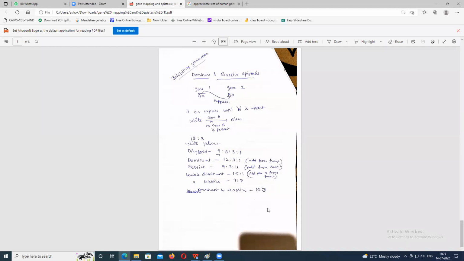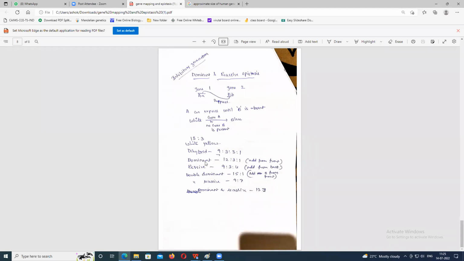Here is a trick to remember this. No need to learn this by heart. There is a trick. What is the general ratio? 9:3:3:1. Dihybrid ratio is 9:3:3:1. Now write all in order. What is the order? Dominant epistasis, recessive epistasis, double dominant epistasis, double recessive epistasis, dominant and recessive epistasis. Now you remember the order? This is the order, right? So the first ratio is 9:3:3:1.